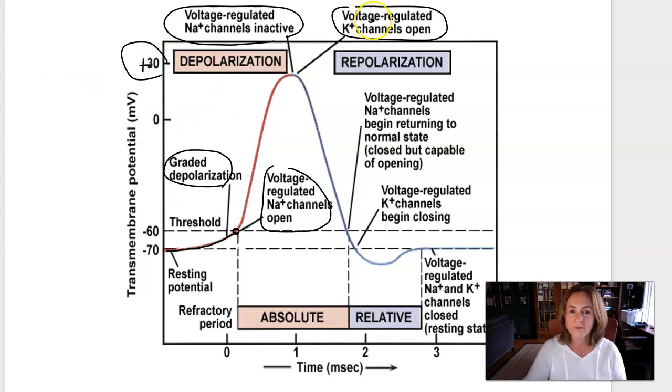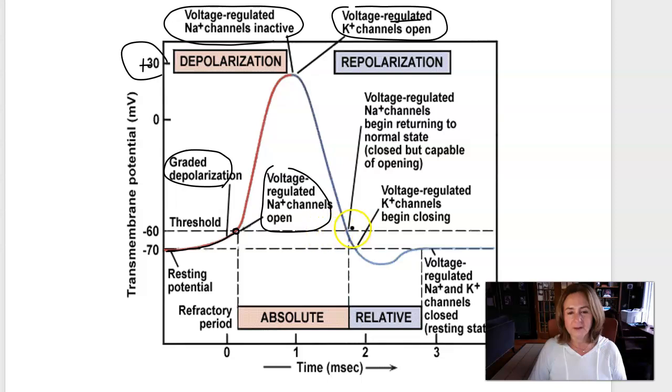And so if you open these voltage-gated potassium channels, potassium leaves. And whether you say voltage-regulated or voltage-gated, it means the same thing. I used voltage-gated in the notes because that's what our book is using. So potassium leaves, and when a positive charge leaves, the cell becomes more negative. So we see that. That's a repolarization.